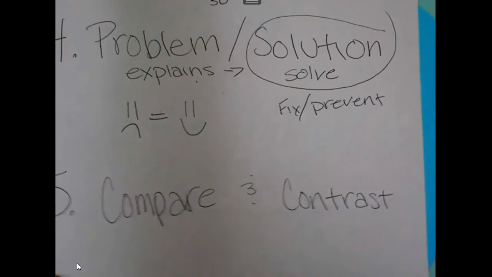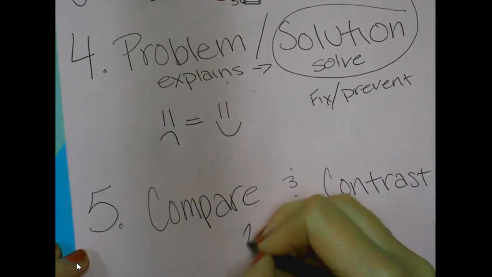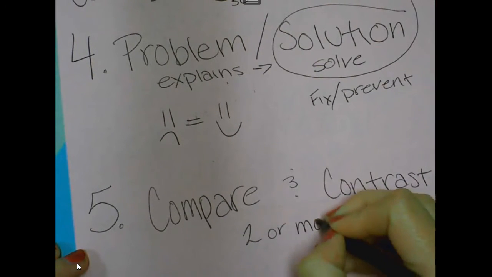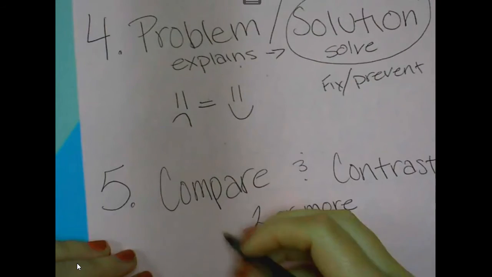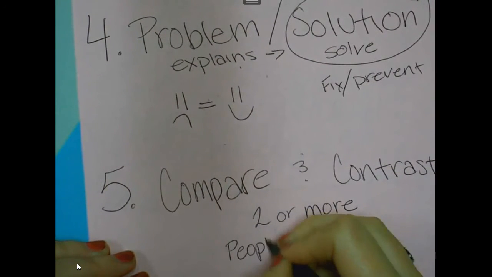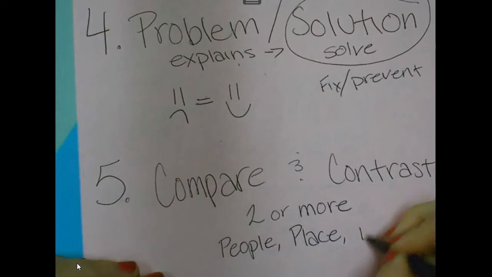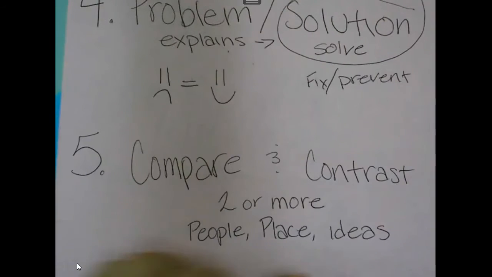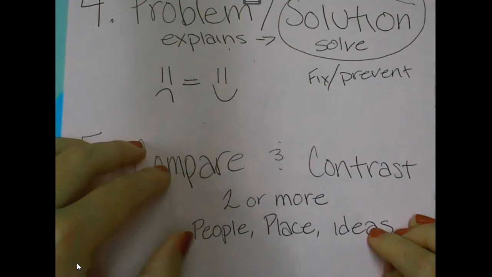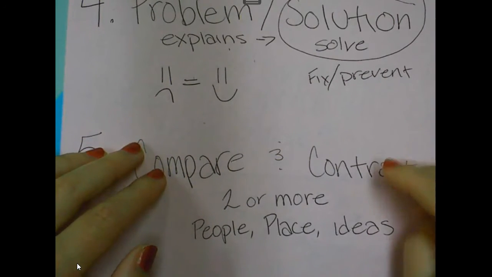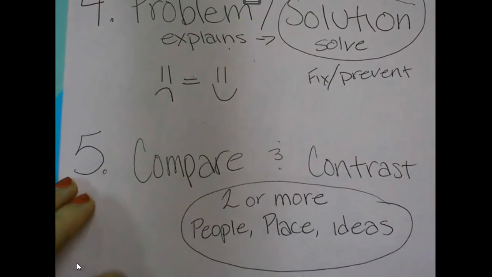is compare and contrast. That's where you're looking for two or more things to compare. These things could be people, places, books, characters, ideas. It's really big, especially later on in history. We're going to compare and contrast ideas. We're going to compare a monarchy to a democracy. So you can compare and contrast two or more things or ideas.